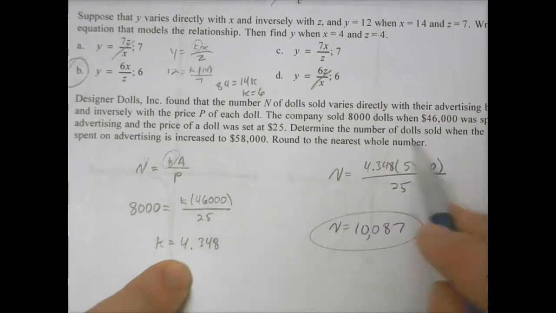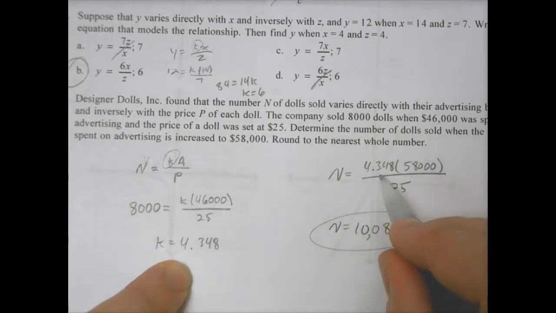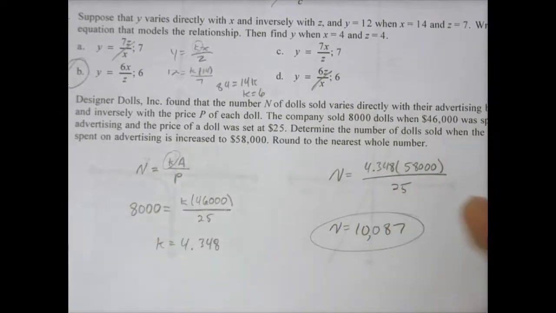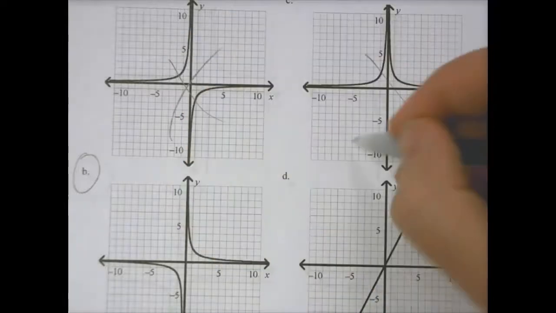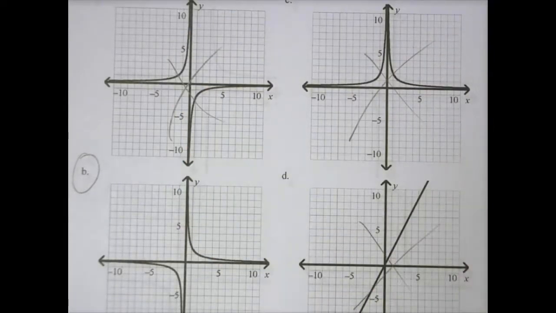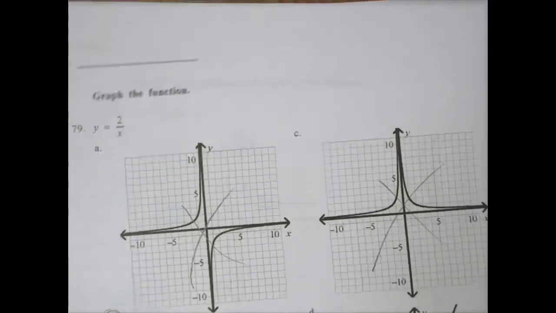Then it says determine the number of dolls sold when the amount spent was 58,000. So 4.348 times 58,000 divided by the price of the dolls. Type that in your calculator, you come out with that number. Happy day. 2 over x. Definitely not that. Definitely not that. Whoa, that's not even close. Yeah, 2 over x. Type it in your calculator. Check.